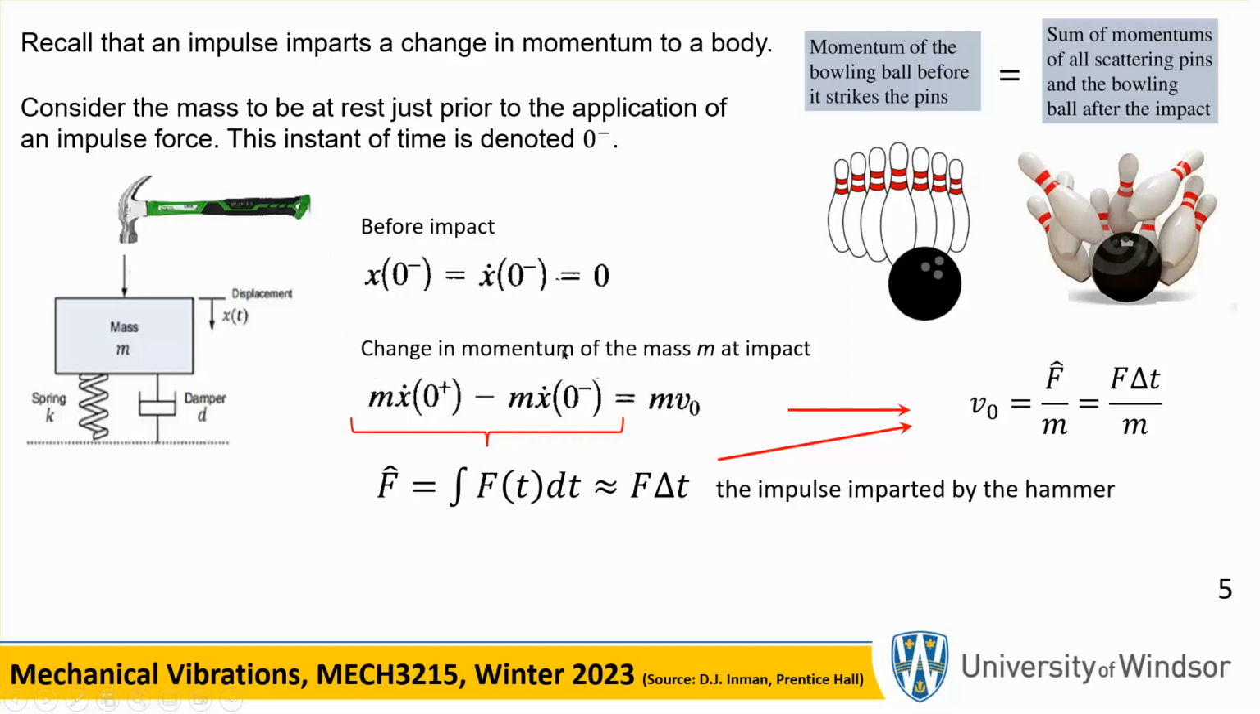Impulse momentum equation, which is change in momentum equal to the impulse. That's why we call it the impulse momentum equation. These must be the same, and if these are the same, just solve for V naught.